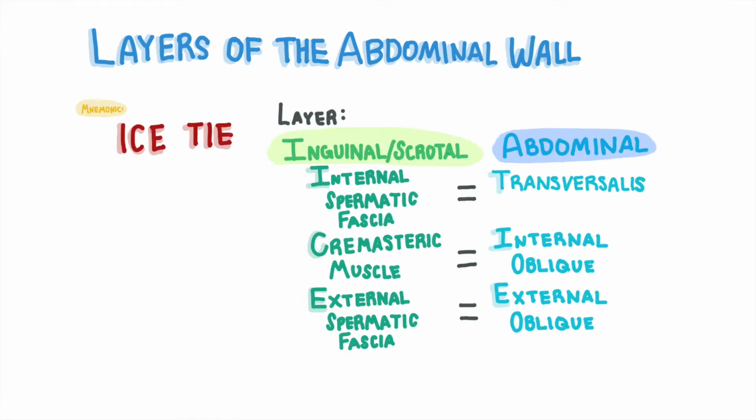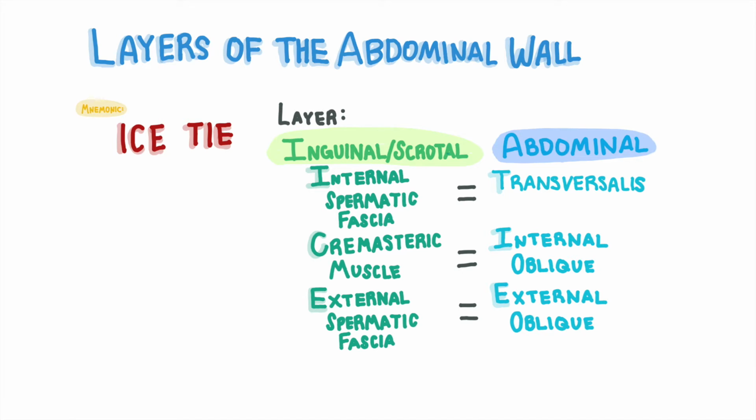The mnemonic that I like to use to explore the layer of the abdominal wall and its relationship to the wall of the inguinal canal and of the scrotum is the mnemonic ICE TIE. ICE represents the layer of the inguinal canal and the scrotum, while TIE represents the corresponding layers in the abdominal wall. For example, the I in ICE stands for the internal spermatic fascia, which is derived from the same layer as a transversalis fascia in the abdominal wall.